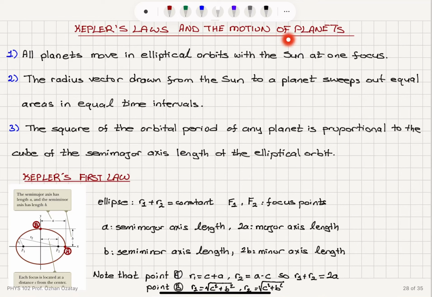Kepler's laws and the motion of planets. So Kepler has three laws that describe the motion of the planets. The first one is that all planets move in elliptical orbits with the sun at one focus.